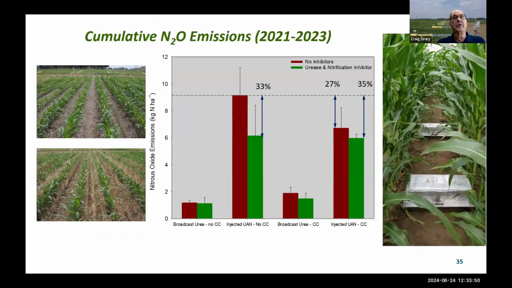And in terms of N2O emissions, we also saw this benefit of decreasing N2O emissions by 33% compared to injected UAN with the dual inhibitor. And if we look at the last 2 bars, injecting with a cover crop is 27% lower N2O emissions, or 35% when we injected with cover crop and the 2 inhibitors. So combining cover crops and inhibitors has worked both for ammonium and N2O emissions.